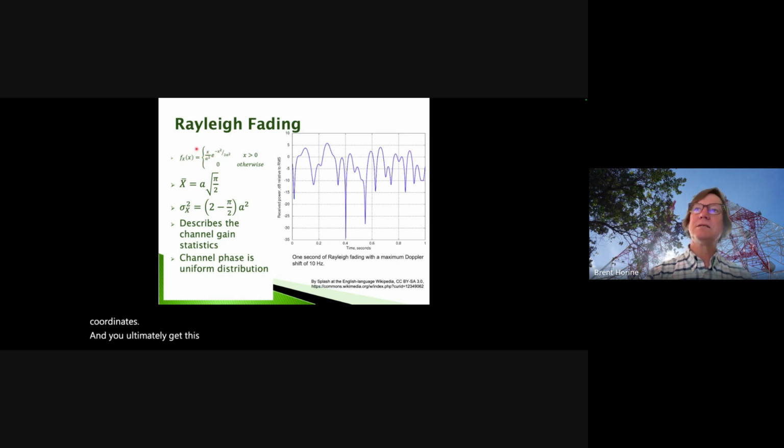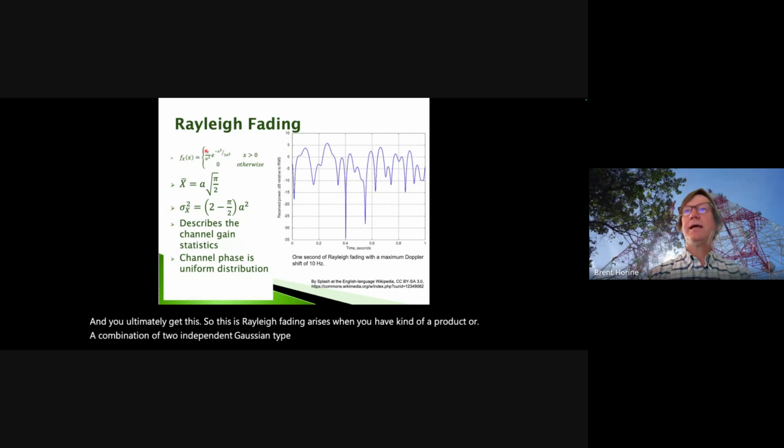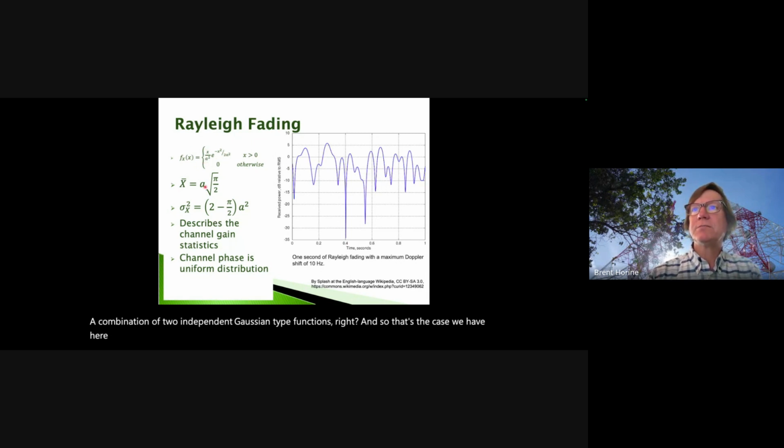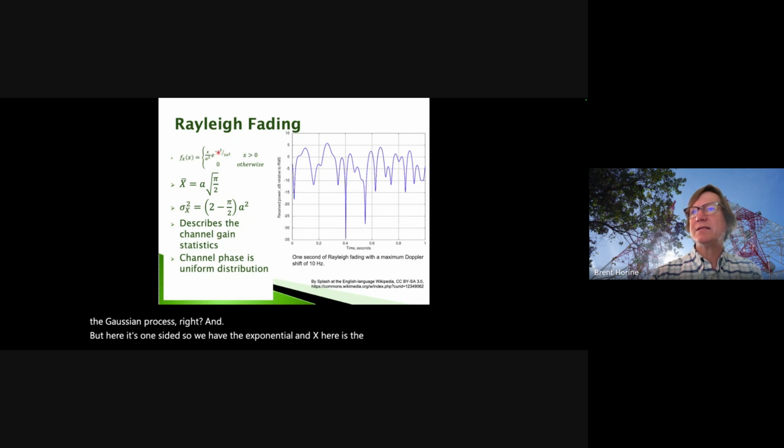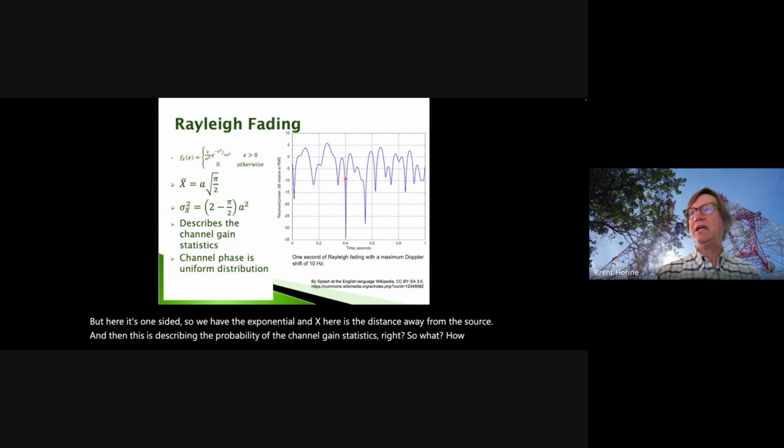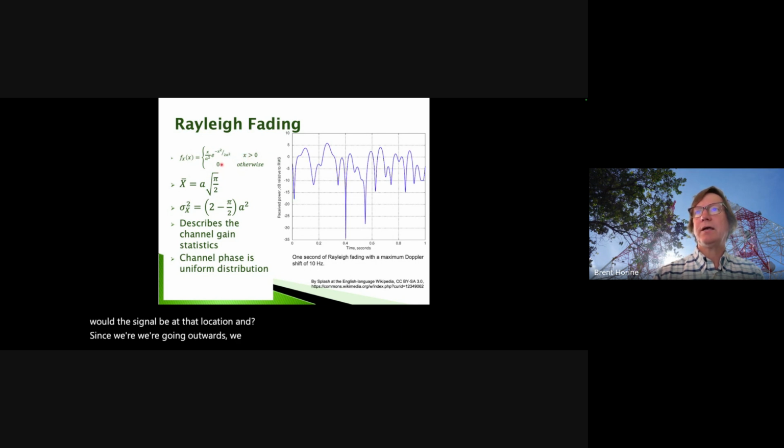So this is Rayleigh fading. It arises when you have a product or a combination of two independent Gaussian type functions, right? And so that's the case we have here. So these alphas, sometimes you'll see them as sigmas also, come from the variance of the Gaussian process, right? But here it's one-sided. So we have the exponential, and x here is the distance away from the source, and then this is describing the probability of the channel gain statistics, right? So how strong would the signal be at that location? And since we're going outwards from a central location, x is always going to be greater than 0.